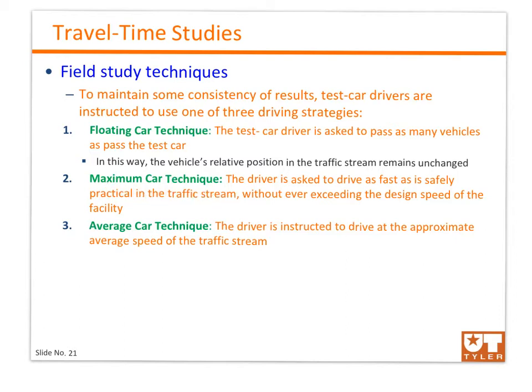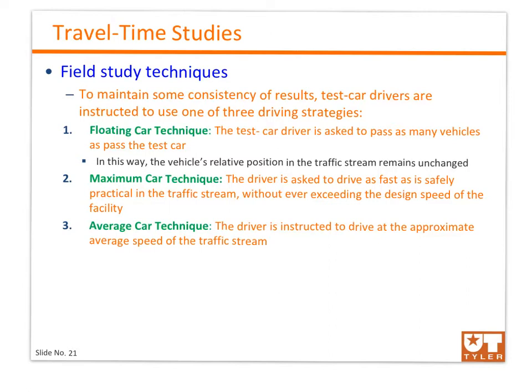So the maximum car technique means now the driver is asked to drive as fast, as safe, as practical as possible in the traffic stream without ever exceeding the design speed of the facility. So here we're going to let the driver speed up and pass as many cars as possible within the speed limit associated with that facility. The third technique is the average car technique.